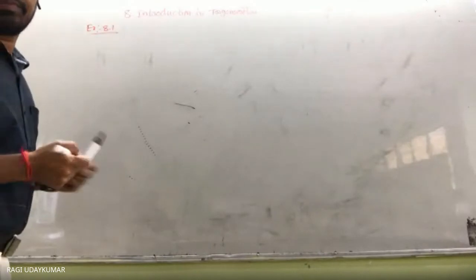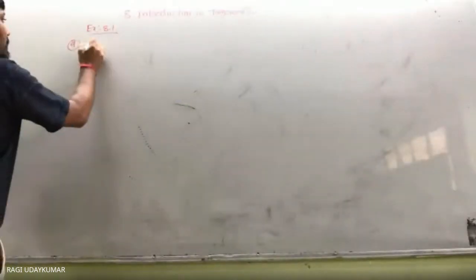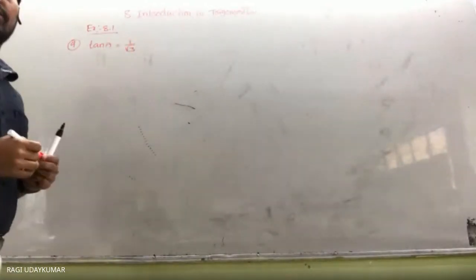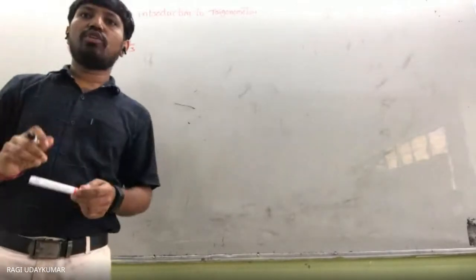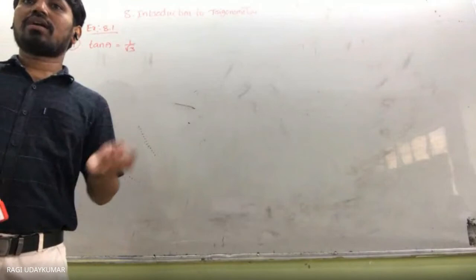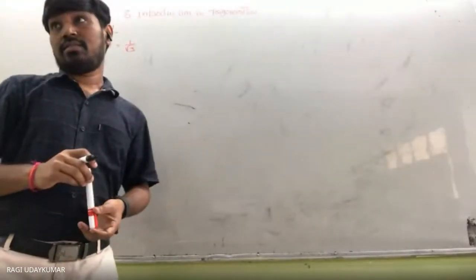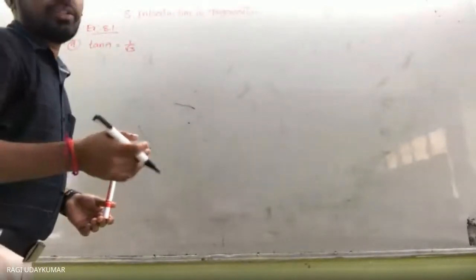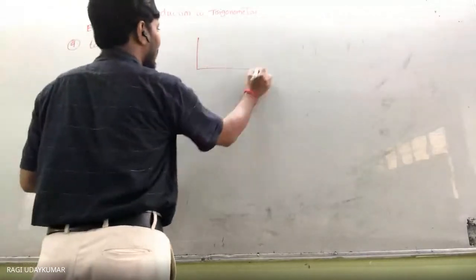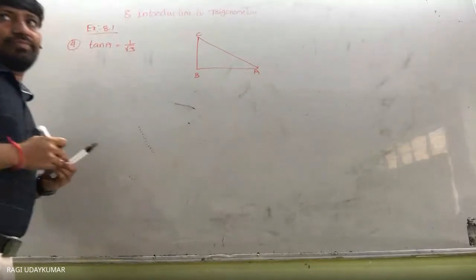Ninth problem. Ninth one, what is given? Tan A is equal to 1 by root 3. Find the value of sin A cos C plus cos A sin C. So, we need to find out the different angles. Tan A is given to you as 1 by root 3, right angled at B. ABC is a right angle triangle, right angled at B.